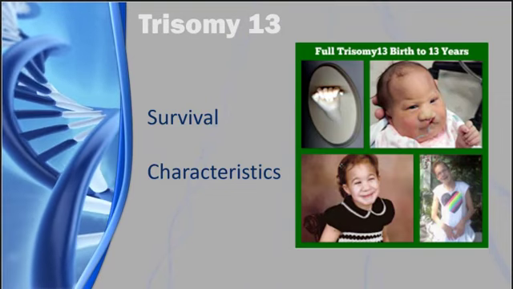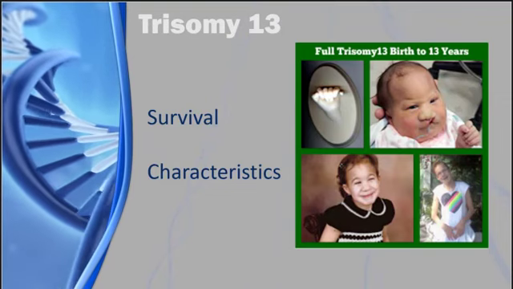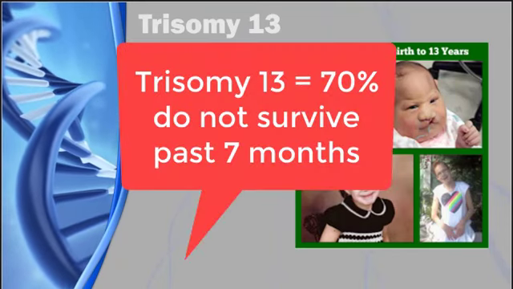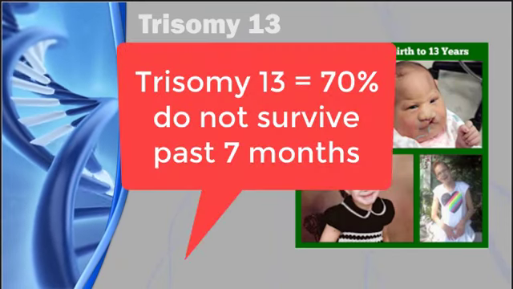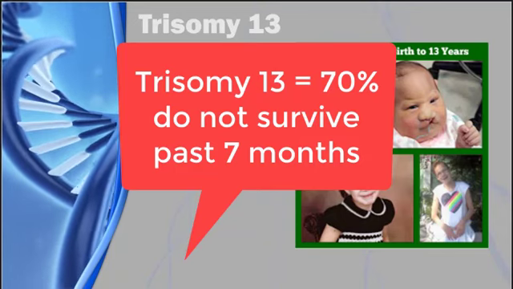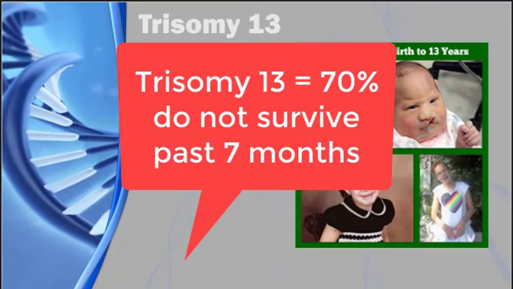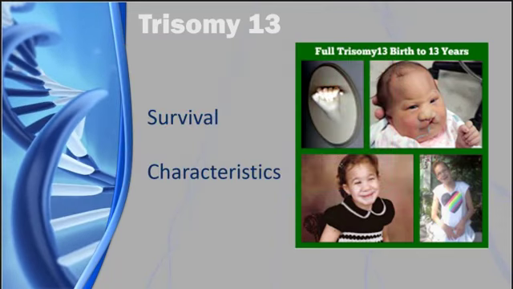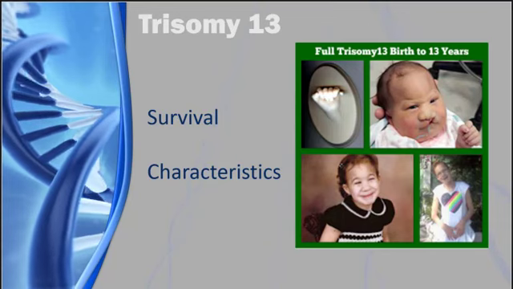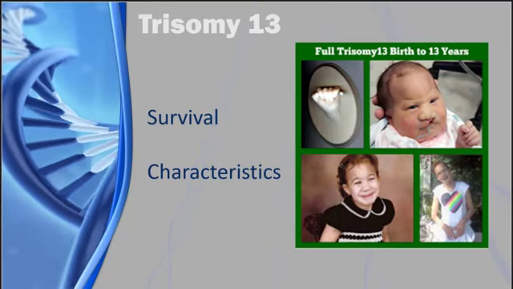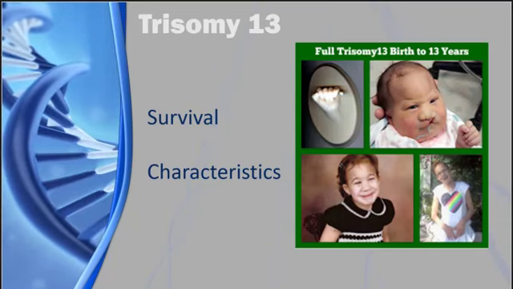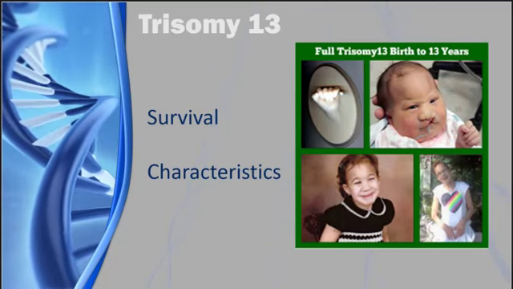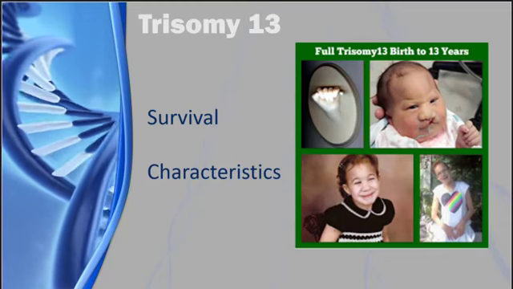With trisomy 13, we're going to see abnormalities in various organs, and sadly 70% of these patients do not survive past the first 7 months of life. So trisomy 13, 70% do not survive past the first 7 months of life. These patients would have a characteristic facial clinical finding, which would include bilateral cleft lip and palate, microphthalmia or anophthalmia, which means small or missing eyes.